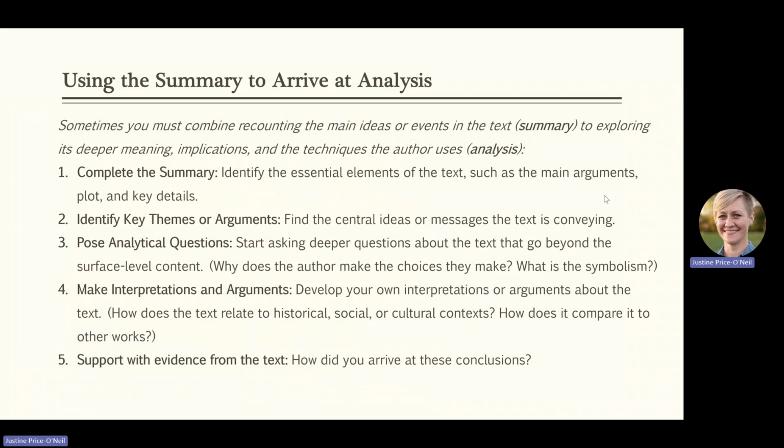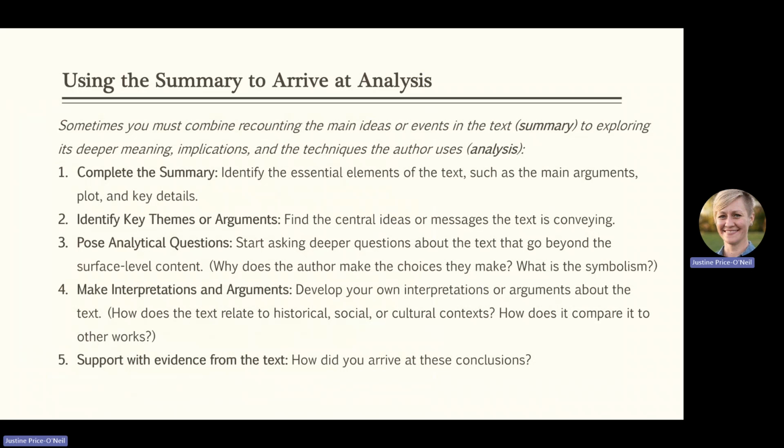So to do that, you first need to complete your summary. So this is where you identify the important details, like what's the main argument or the plot. If you have a story, what are the key details? Okay, once you have your summary, then you can move to thinking about themes or arguments. So getting more into analysis, find the central ideas or messages that the text is trying to convey and what you believe the text is trying to convey. Not necessarily a right answer there.